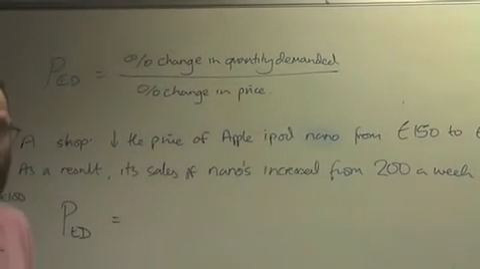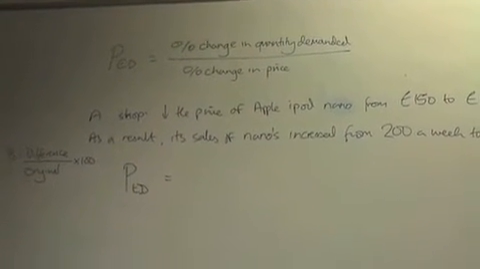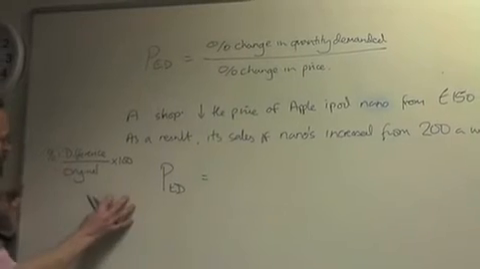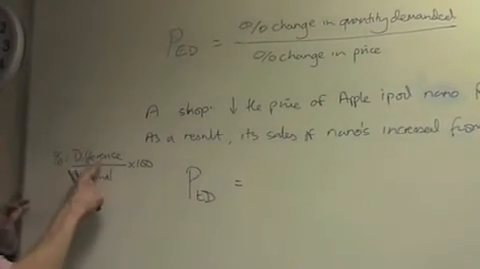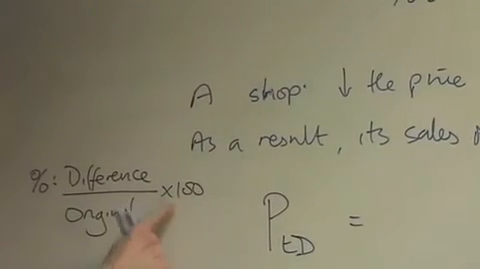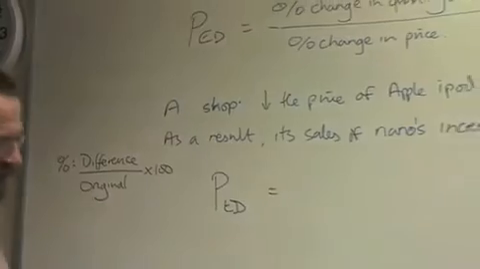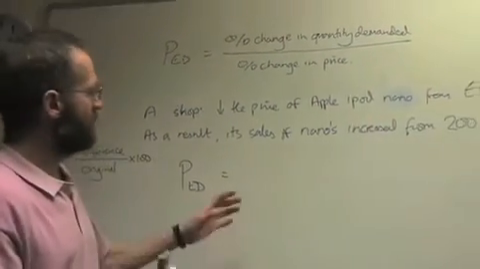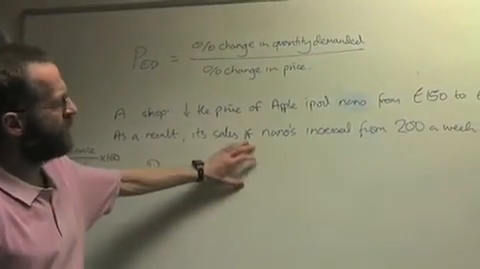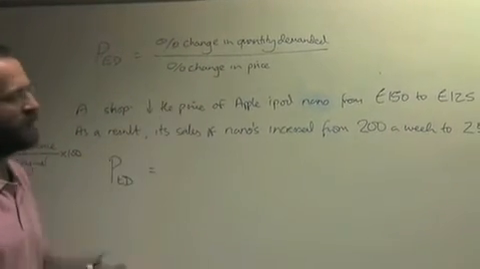Okay, the second stage, you must be able to do the calculation. To calculate percentages, the method I use is the percentage is the difference over the original multiplied by 100. Difference over original multiplied by 100. So the next thing to do is to make sure that you put the information in the formula the right way around. The worst thing you can do is to put it upside down.